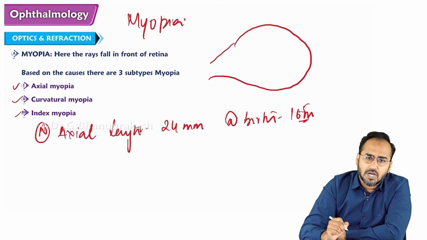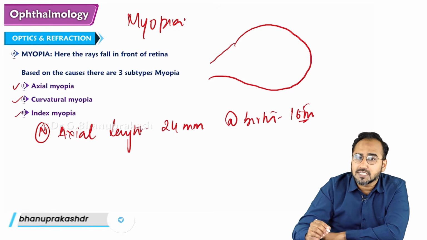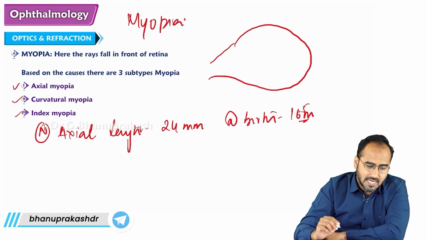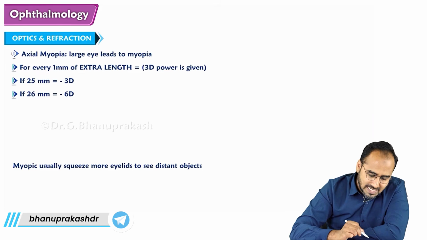Have you written it? The normal axial length is 24 mm, and at birth it is 16.5 mm, right? So that's regarding axial myopia.